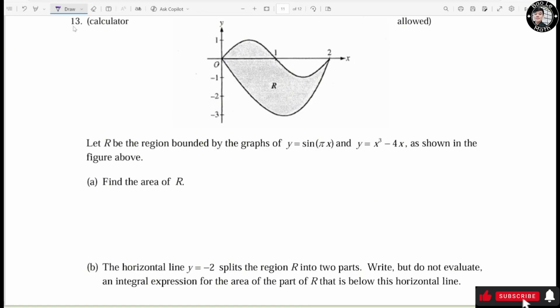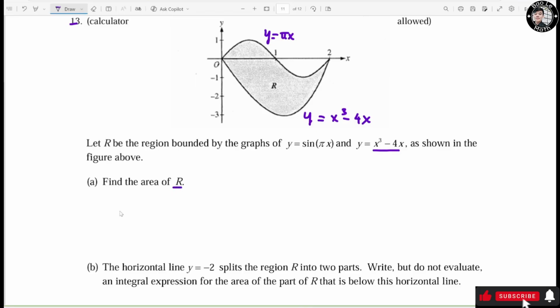Now let's move on to question 13. Let R be the region bounded by the graph of y equals sine pi x and y equals x cubed minus 4x, as shown in the figure above. Alright, so this one is y equals sine pi x and this one's y equals x cubed minus 4x, right? Now find the area of the region R, right?